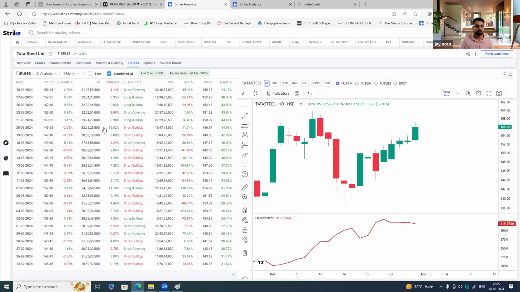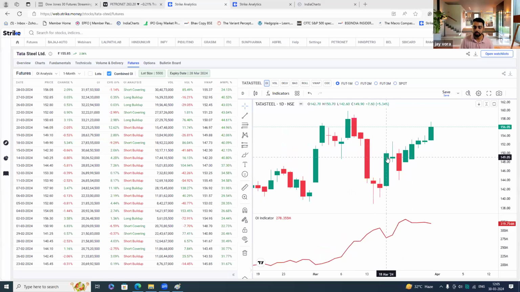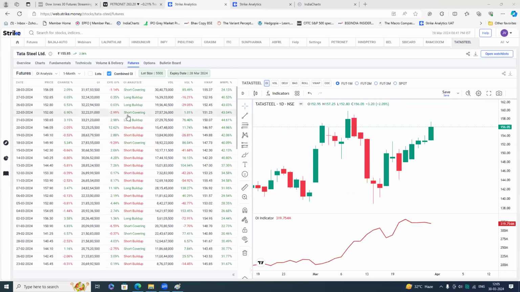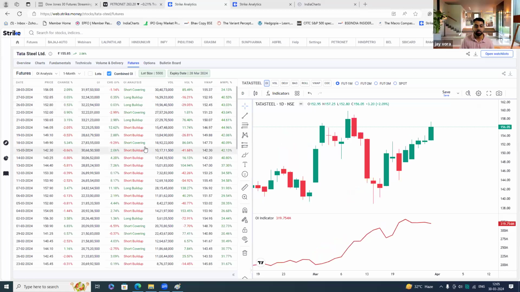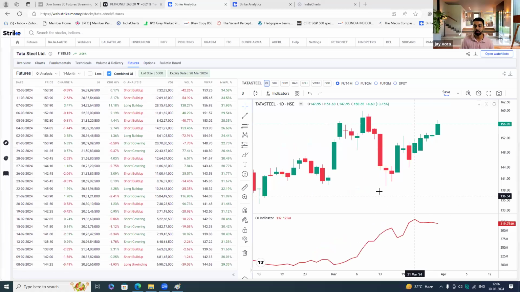If I see over here, there was short build-up on these 2 days, specifically 20th March. It is this point. So these people who shorted here are actually in trouble right now, and that's why you're seeing this short covering that is happening. But now what I would actually want to see is when the long build-up is happening.